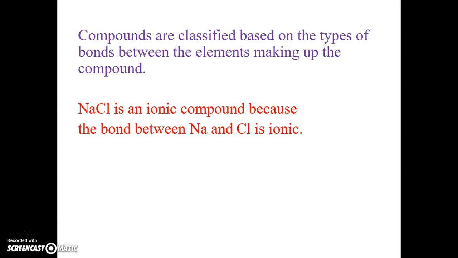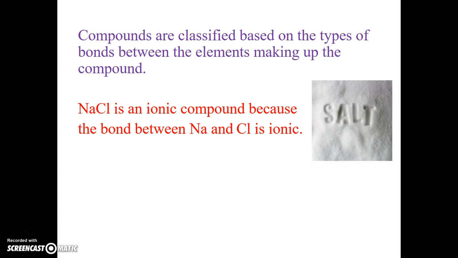It's a bond between sodium and chloride ions. This is an ionic compound because sodium loses its one valence electron easily, chlorine picks it up, and the two oppositely charged ions attract to one another, forming an ionic bond and therefore an ionic compound.